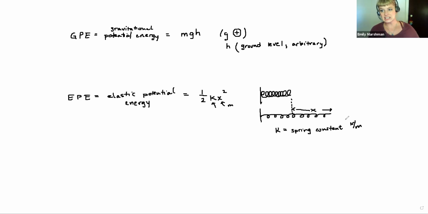So a slinky, for example, is very loose. It would have a very low spring constant, whereas like the springs in your mattress or like the shocks in your car, for example, are very stiff springs. They would have a very high spring constant. And so they would store a lot higher amount of elastic potential energy because they're a lot stiffer.